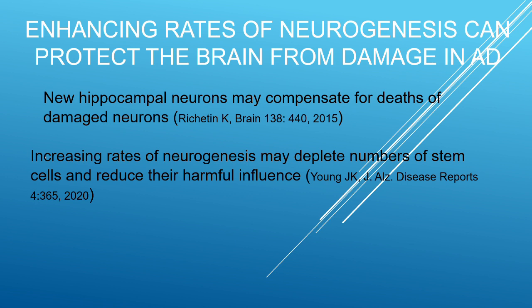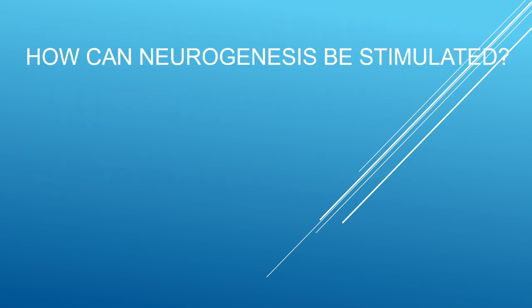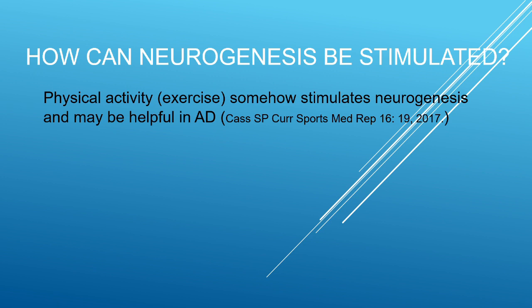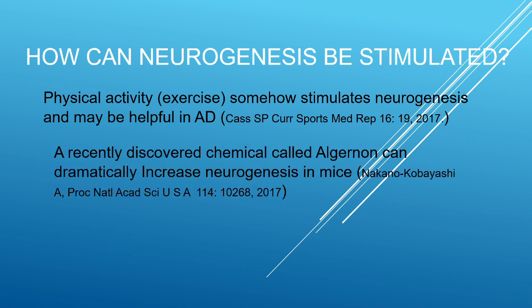Now, how do we go about stimulating neurogenesis? Well, physical activity or exercise can somehow stimulate neurogenesis in the dentate gyrus, and there's some information suggesting that this could be helpful in reducing the severity of Alzheimer's disease. Also, there's a recently discovered chemical called algernon that can dramatically increase neurogenesis in mice. So this possibly could have a helpful effect upon the course of Alzheimer's disease. In short, it could be possible that some of the symptoms of Alzheimer's disease could be reduced by stimulating neurogenesis by a variety of different means.